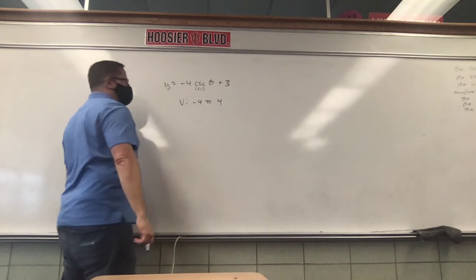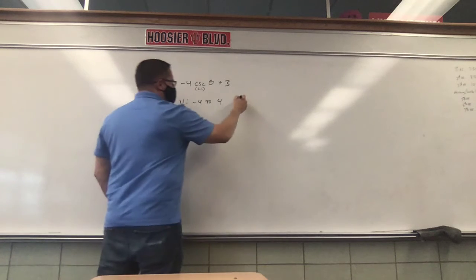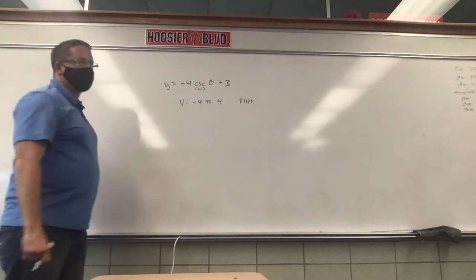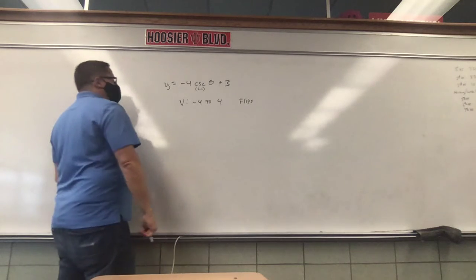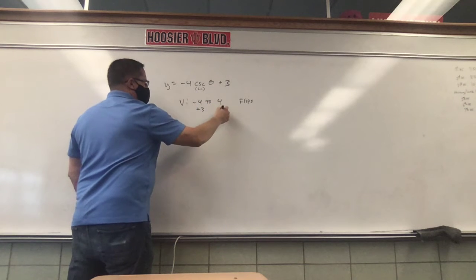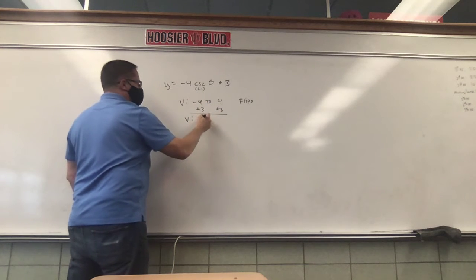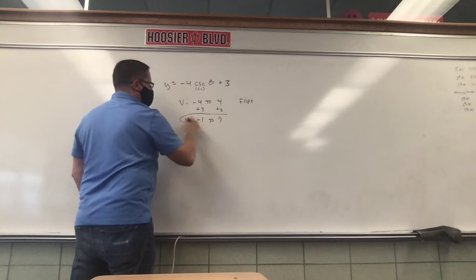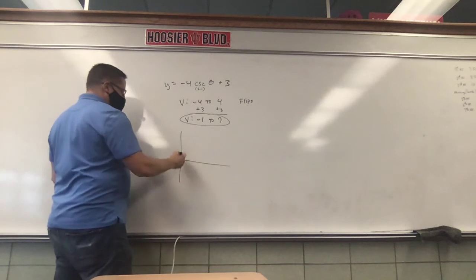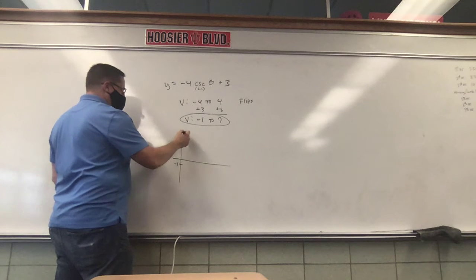I'm going to make one more note to myself. This negative flips it. Again, you don't have to put that down, but that way you're less likely to forget it. But it really doesn't go negative 4 to 4. I still have to add 3 to each of these. Plus 3, plus 3. So vertically, it really goes from negative 1 to positive 7. Okay? So we're going from negative 1 all the way up to positive 7.